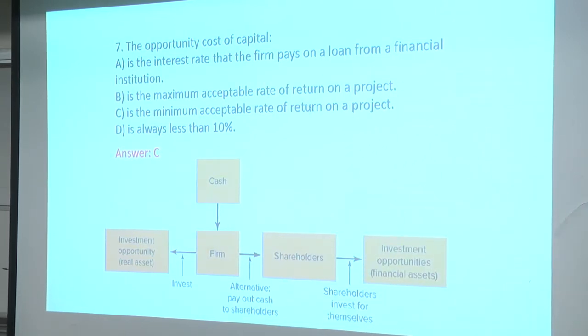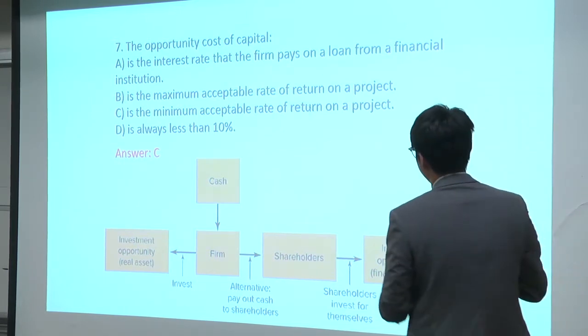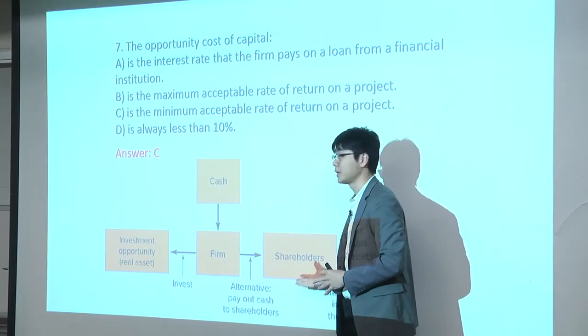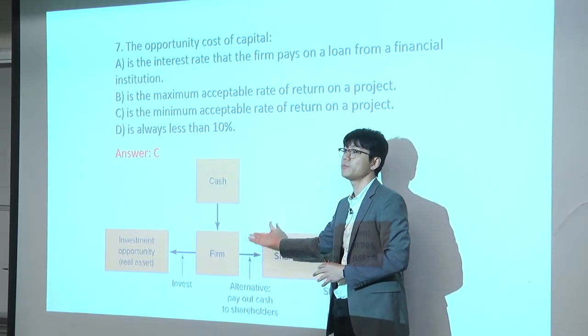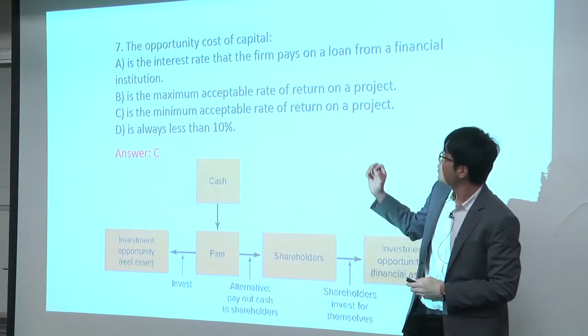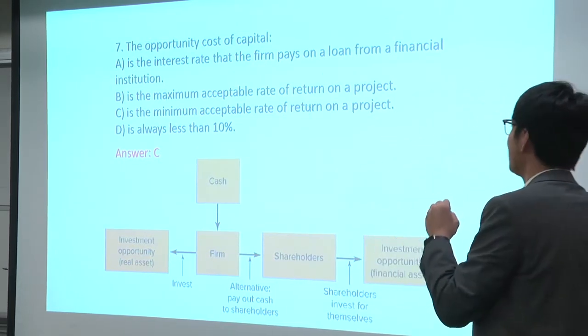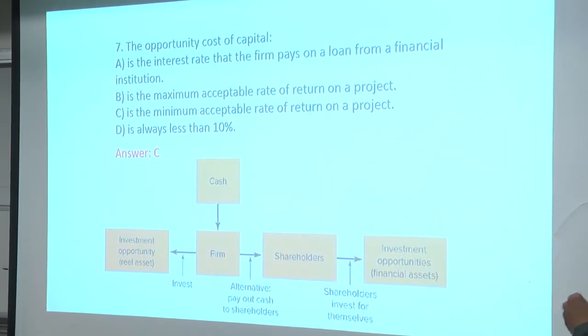They would require the money to be returned back to themselves, okay? So the opportunity cost of capital is what the shareholders can get with that part of money. If they're trying to invest in this firm, you've got to do better, right? So the rule of thumb here is your investment returns should be at least more than your minimum acceptable rate of return, okay? So the opportunity cost of capital is the minimum acceptable rate of return of a project, okay?